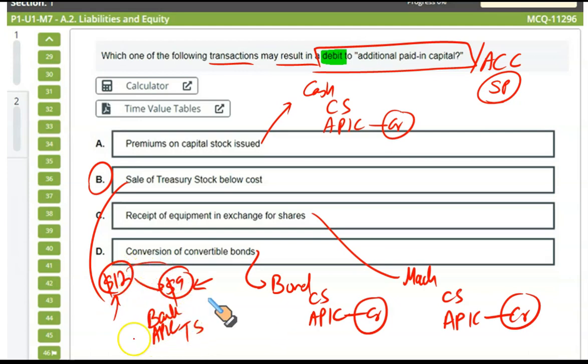paid in capital. And if there is no balance available in additional paid in capital, where are you going to debit it? If there is no balance available in additional paid in capital, then this differential should be debited to the retained earnings. Absolutely right. So we got the answer. This is where you're going to debit the additional paid in capital.